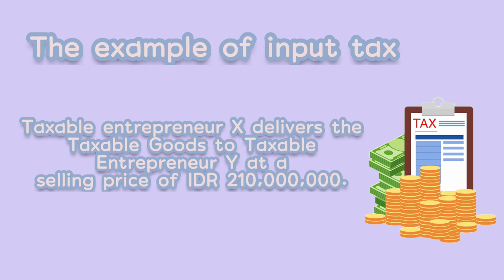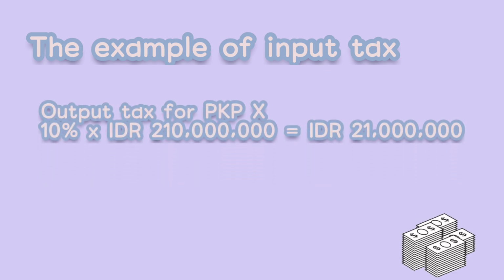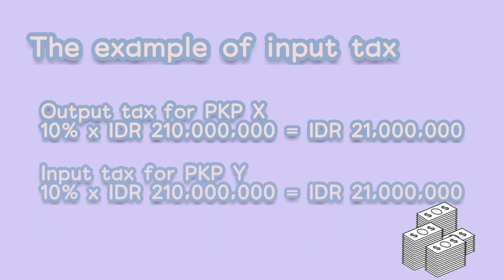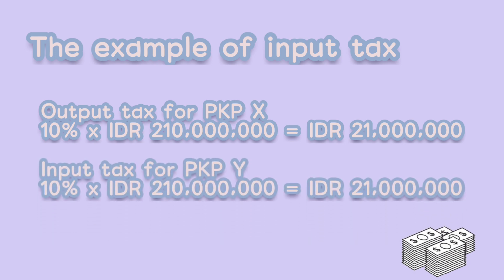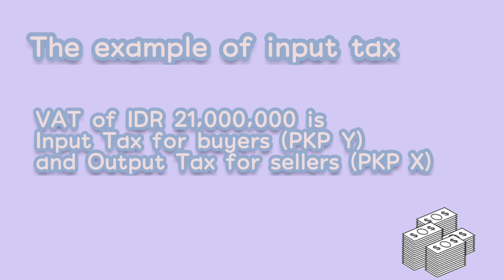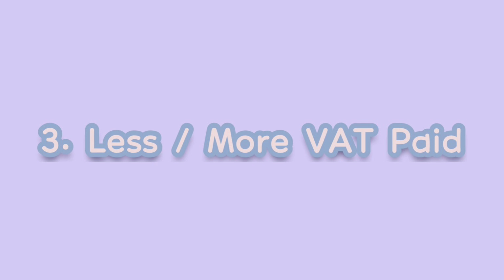Taxable entrepreneur X delivers the taxable goods to taxable entrepreneur Y at a selling price of 210 million rupiah. Output tax for taxable entrepreneur X is 10% multiplied by 210 million rupiah equal to 21 million rupiah. Input tax for taxable entrepreneur Y is 10% multiplied by 210 million rupiah equal to 21 million rupiah. VAT of 21 million rupiah is input tax for buyers or taxable entrepreneur Y, and output tax for sellers or taxable entrepreneur X. And the third is less or more VAT paid.